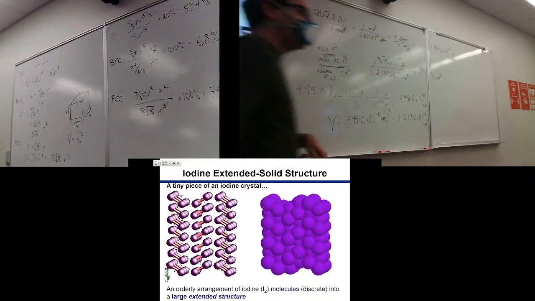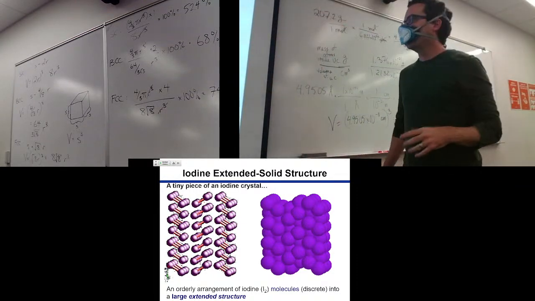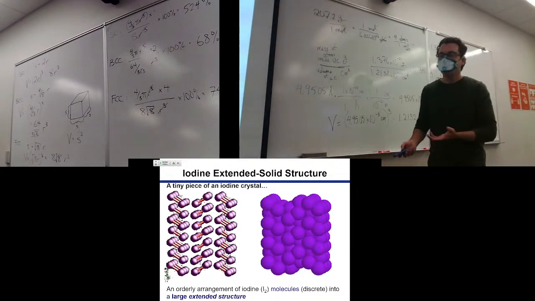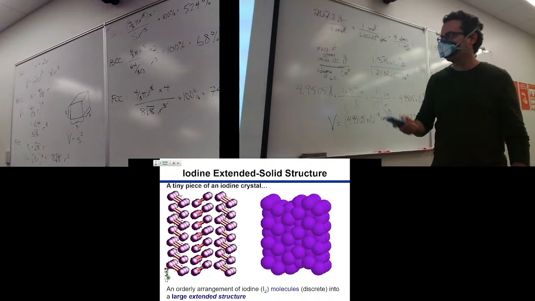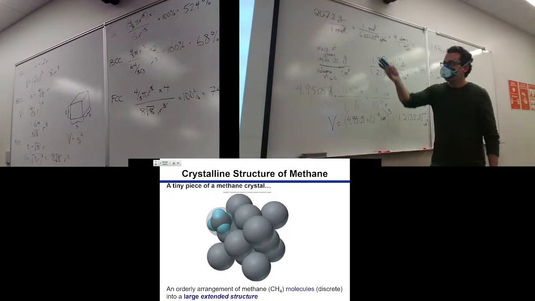Anyway, yeah, it's kind of difficult sometimes. But the CO2 one, that's pretty clearly FCC. So molecular solids pack in a crystalline format, so iodine is a natural crystal at room temperature. Here's methane. This one's clear.